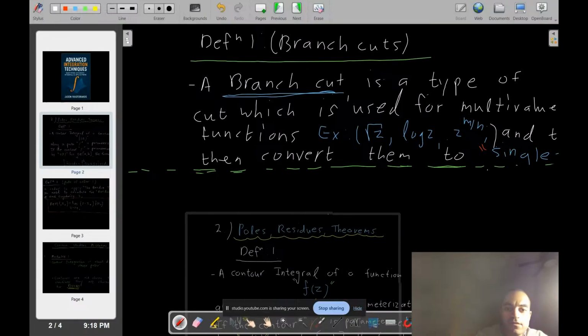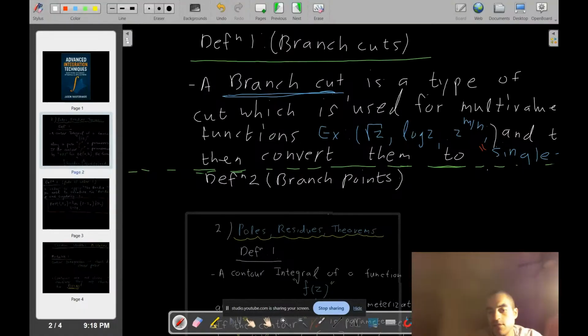So, a branch point, definition 2. Okay, this is now the branch point. I'm going slow today for two reasons, because we're learning contour integration from a conceptual level. I want to go slow and make sure everyone understands. Ask questions if you need to. The questions are handy.